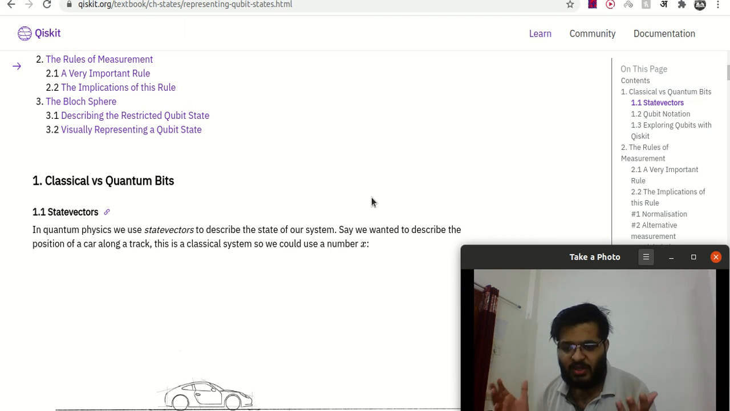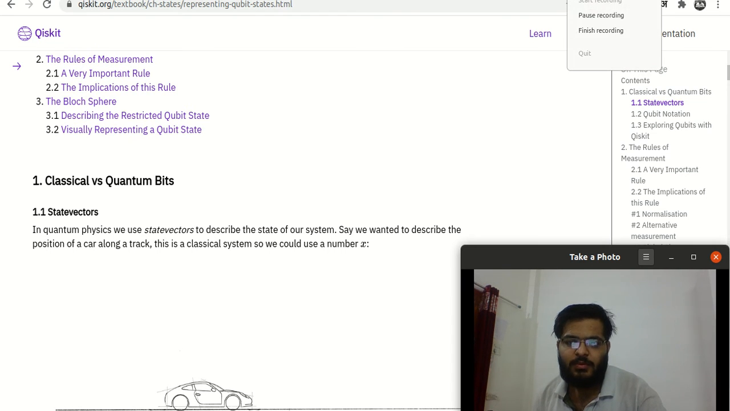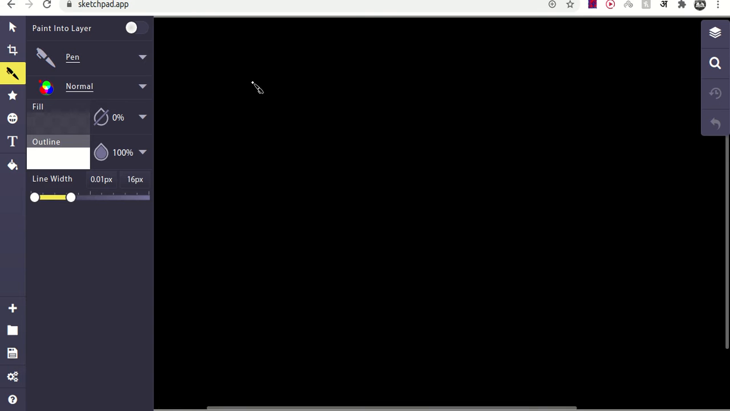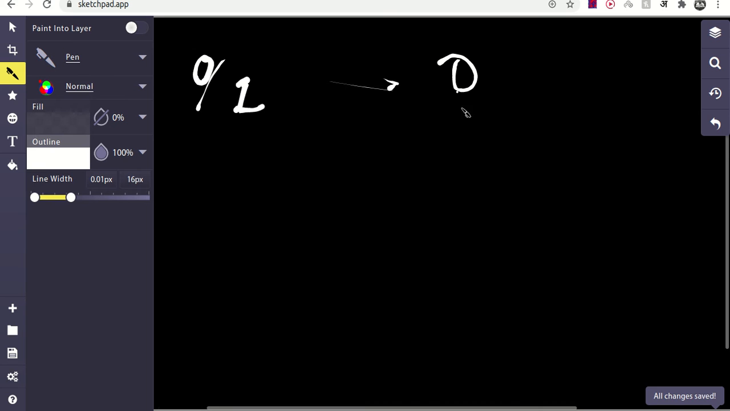But how are these bits represented? Mathematically, how are they understood by the computer? So we are just going to learn that. Now we have this sketchboard. We know that in classical computing we have 0 or 1. These are given as input as 0 and 1. So this is either on and this is off.